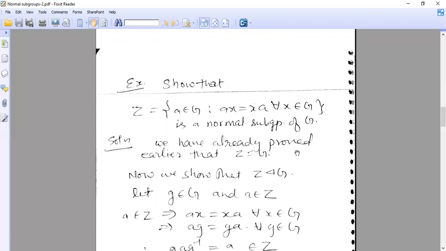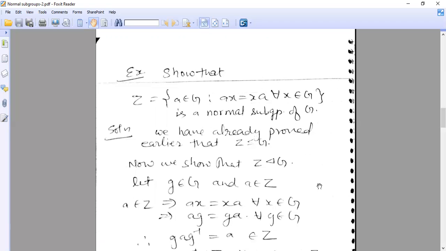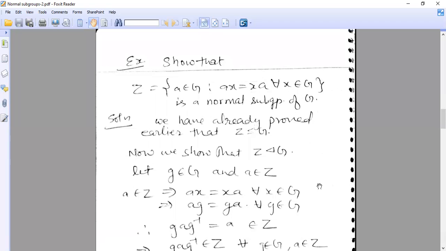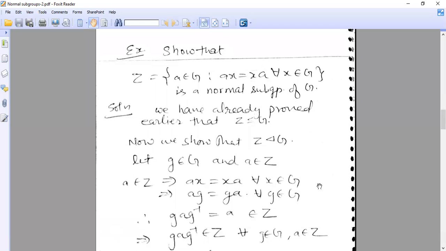When we were studying subgroups, we already saw the proof of Z being a subgroup of the group. So we only have to prove that it is a normal subgroup of G. For normality, the condition that G inverse should belong to Z is what we have to prove.